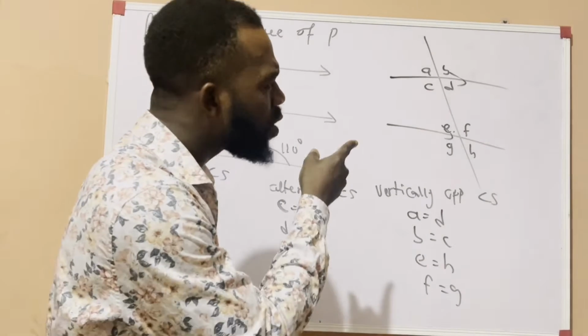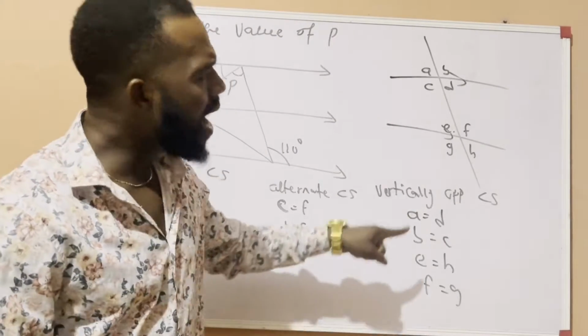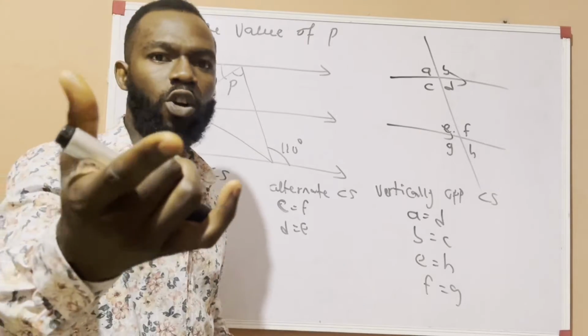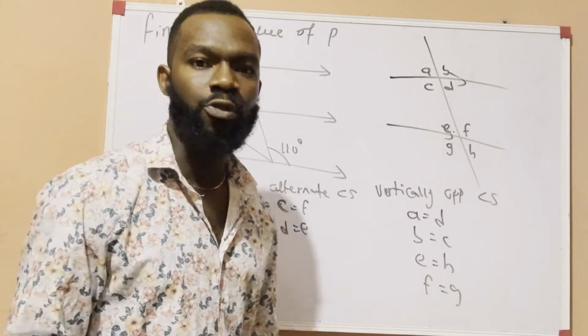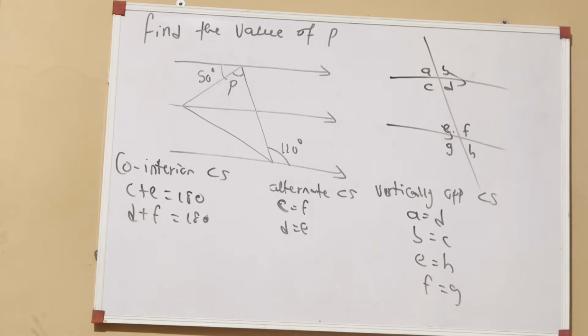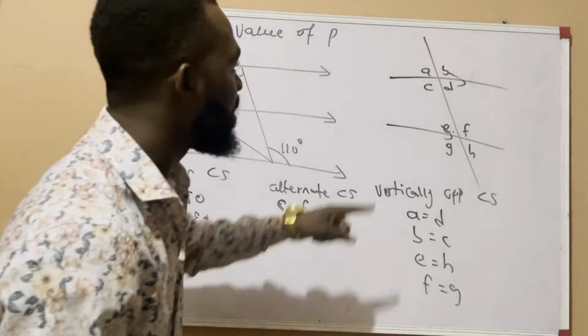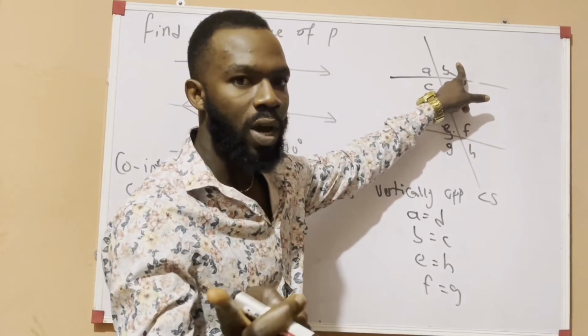Again, another angle that is formed here is what? Angles on a straight line. And of course, we all know that angles formed on a straight line are also added up to 180 degrees. It is just like co-interior angles. Now, what are the angles here that are on a straight line? A and B, they are on a straight line, so it means A plus B is equal to 180.